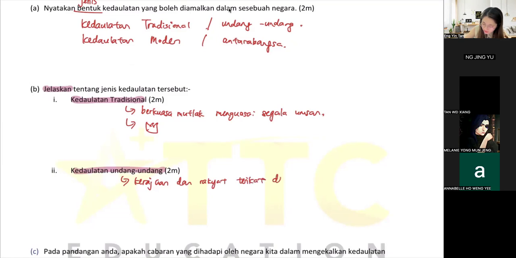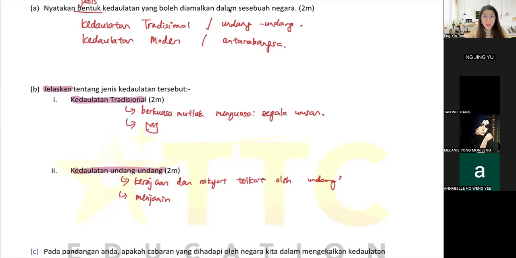Terikat dengan undang-undang. Terikat oleh, bukan undangan. What else? You can say the tujuan, no? Why must we follow the law?